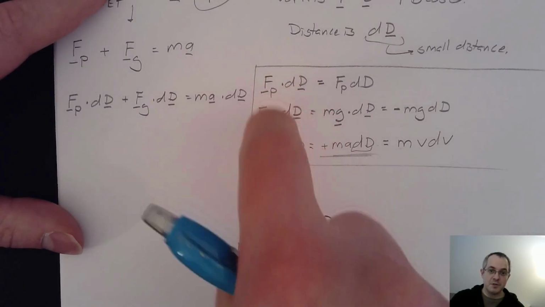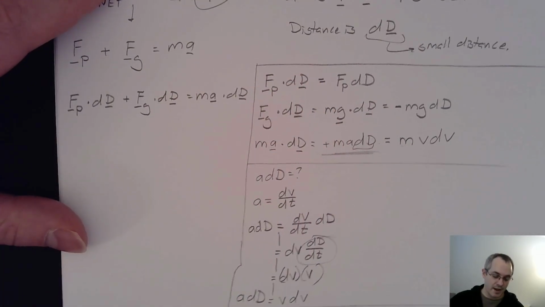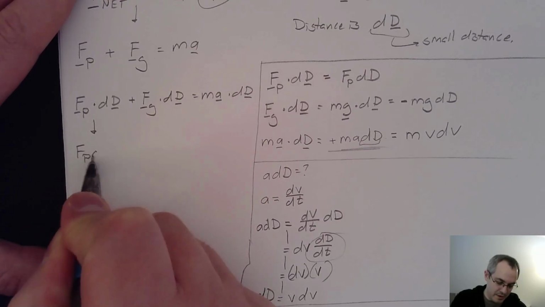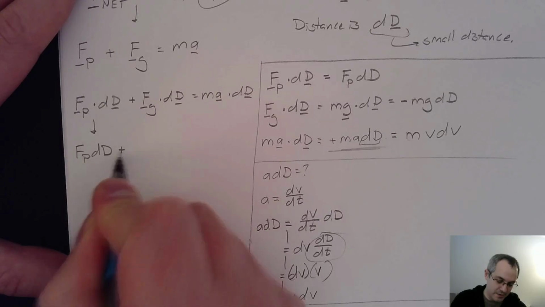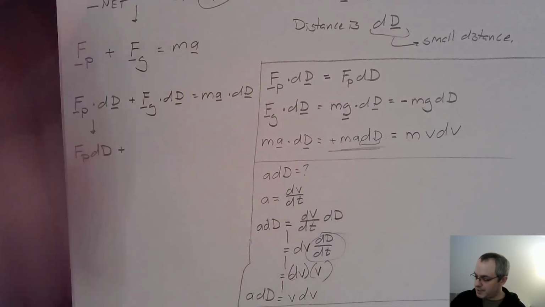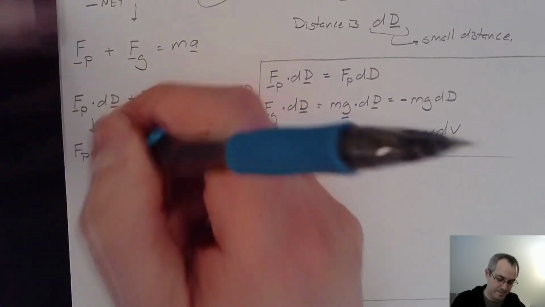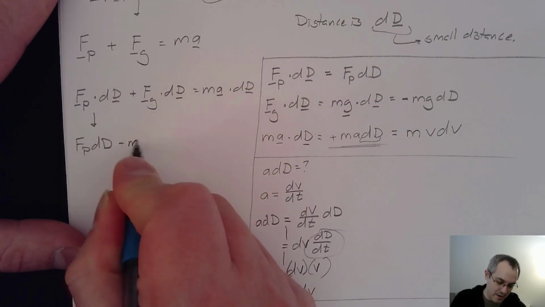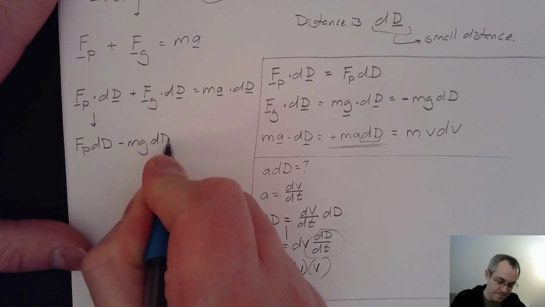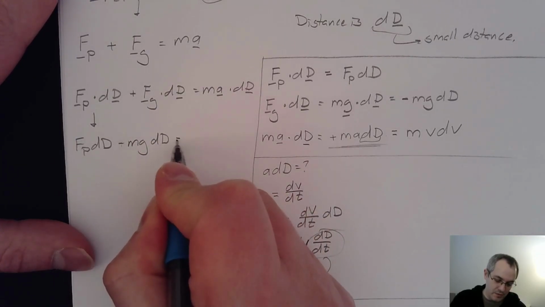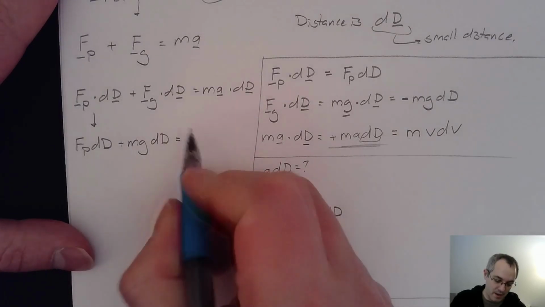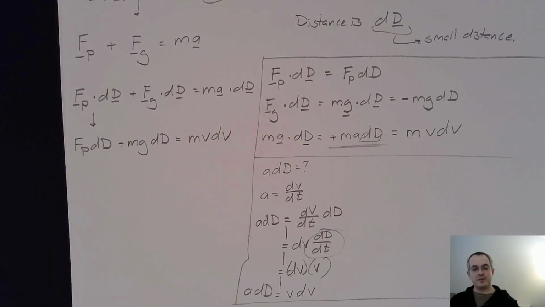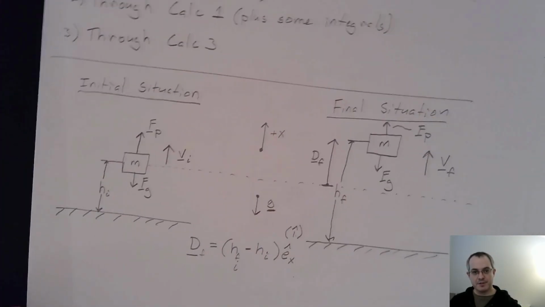Now I'll just go ahead and substitute in those 3 results over here on our equation. We have FP dd plus, messed it up again, this should be minus, for the gravitational force, minus mg dd equals mv dv. Now we want to integrate from the initial situation to the final situation.